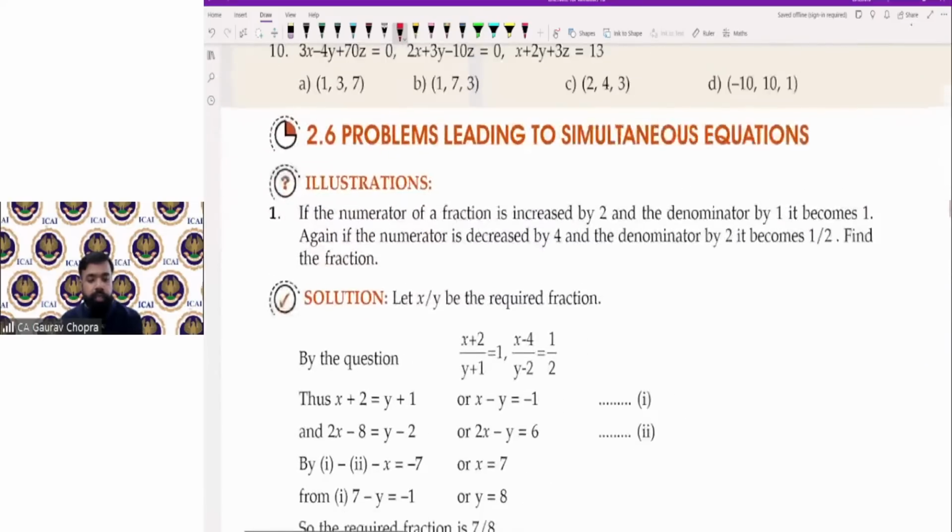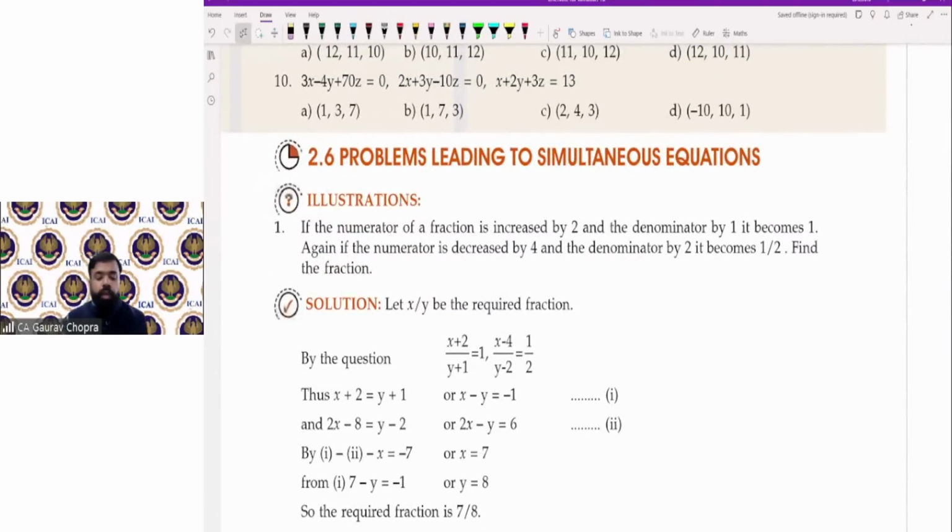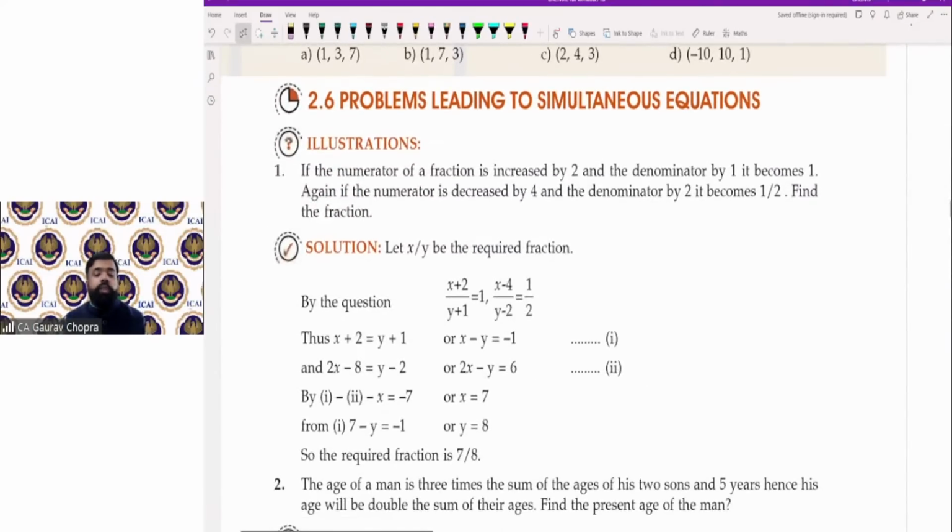Okay. Now, next comes the problems leading to simultaneous equations. That means the word problems. So now again, we have to see the language. Language is very much important. If you interpret the language carefully, only then will you reach the answer.